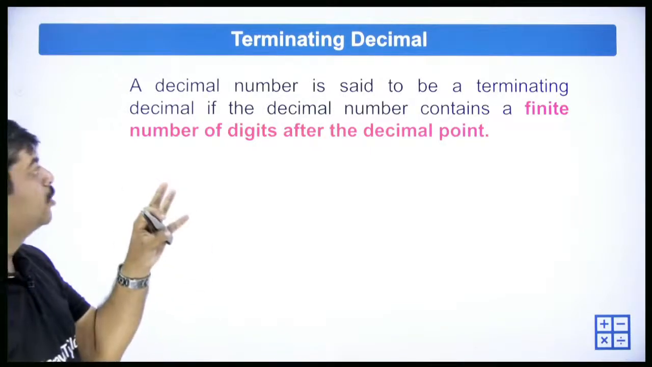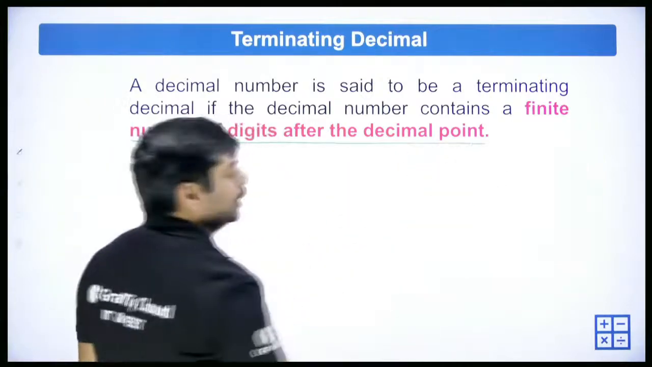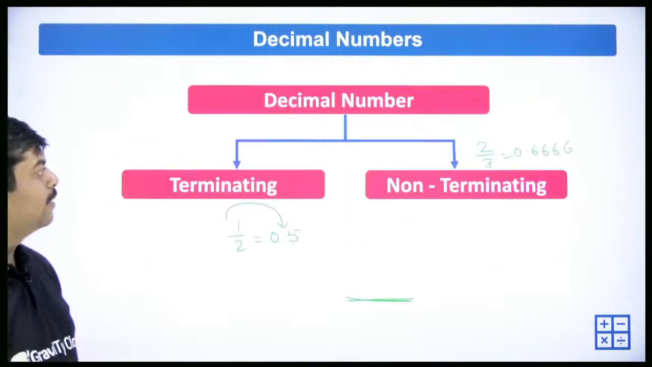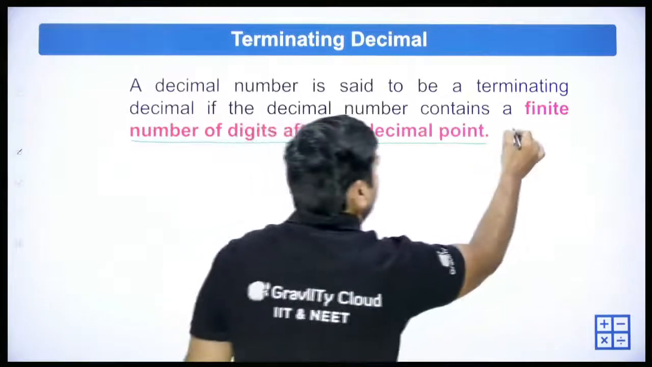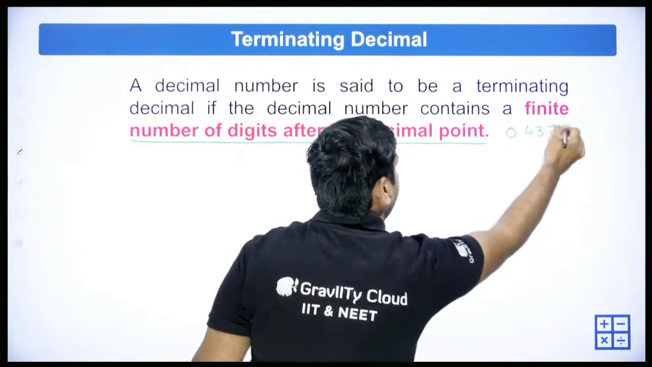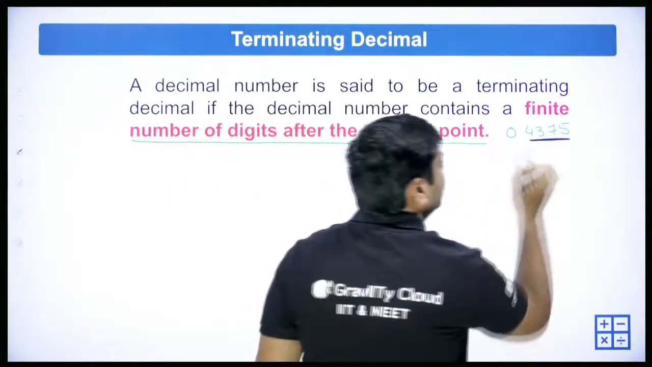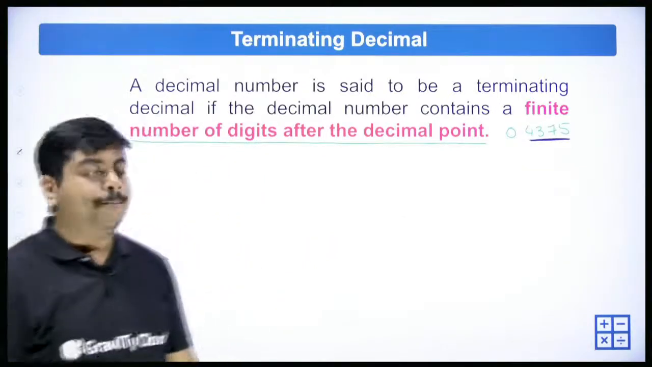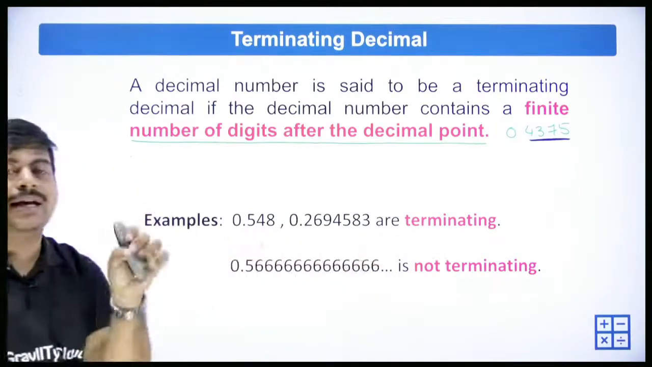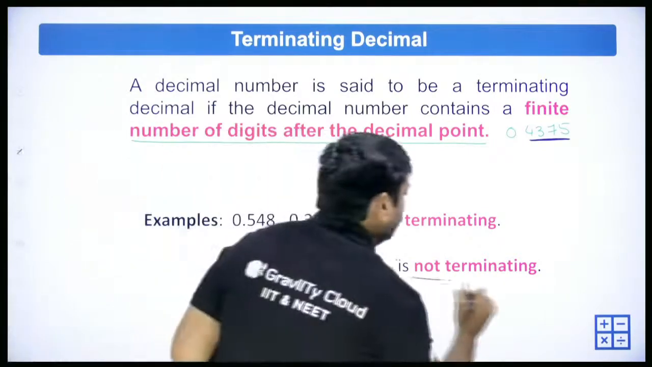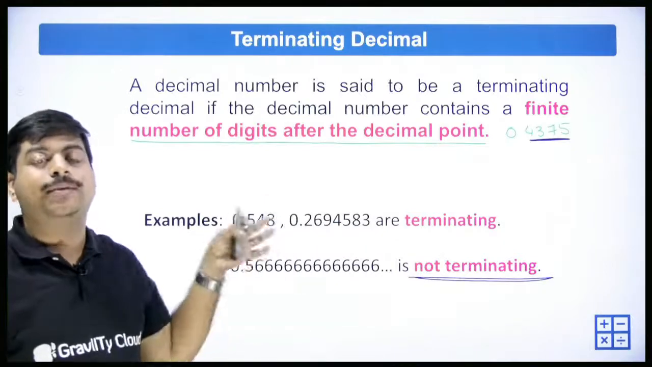A decimal number is said to be a terminating decimal if the decimal number contains a finite number of digits after the decimal point. Just now we discussed one example. What is the value we got? 0.4375, correct? How many digits do we have after the decimal point? We have 4 digits. It is a finite value. But if we have something like 0.5666 and so on, it is never terminating. We say this is non-terminating.